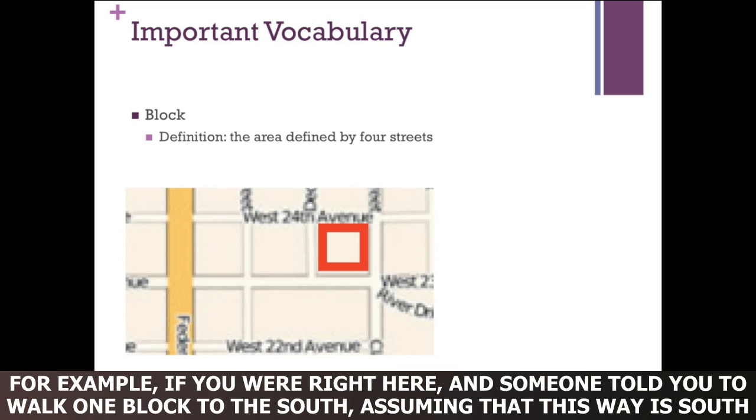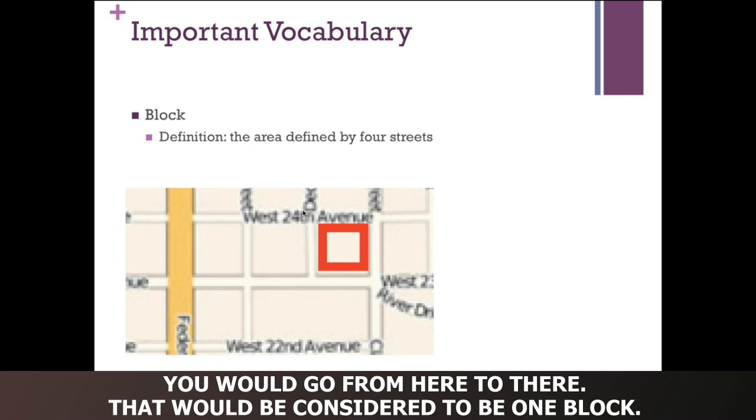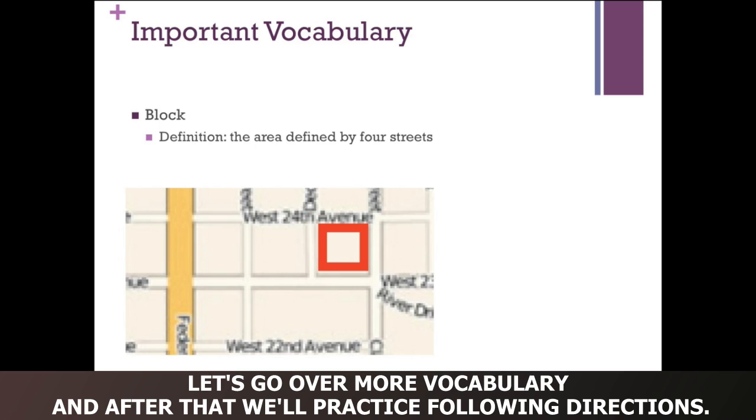For example, if you were right here and someone told you to walk 1 block to the south, assuming that this way is south, you would go from here to there. That would be considered to be 1 block. Let's go over more vocabulary, and after that, we'll practice following directions.